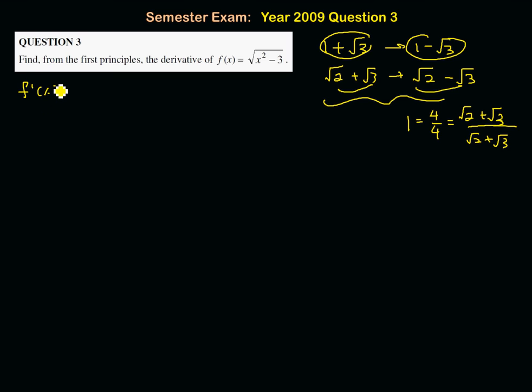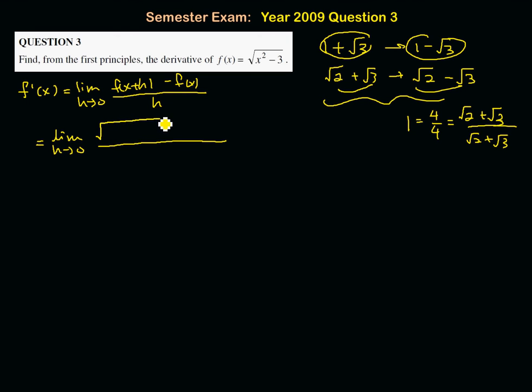The derivative of f(x) means we ask you to find f prime. You might recall the definition is this: f(x plus h) minus f(x) over h. And so we can do this directly. As h tends to 0, this is going to be f(x plus h), which is (x plus h) squared minus 3, minus f(x), which is x squared minus 3, over h.